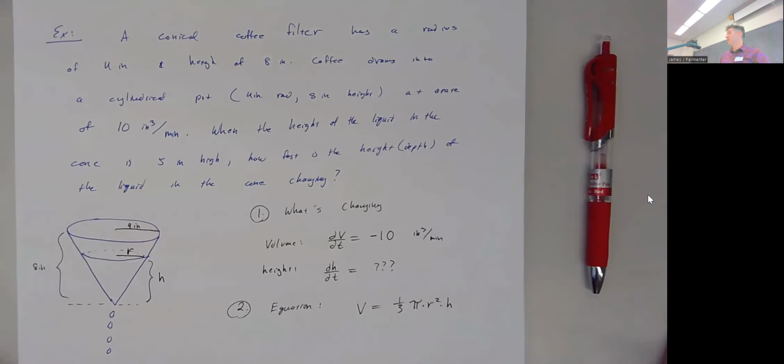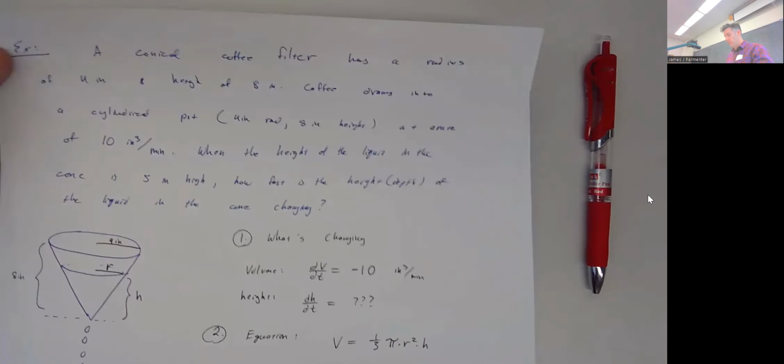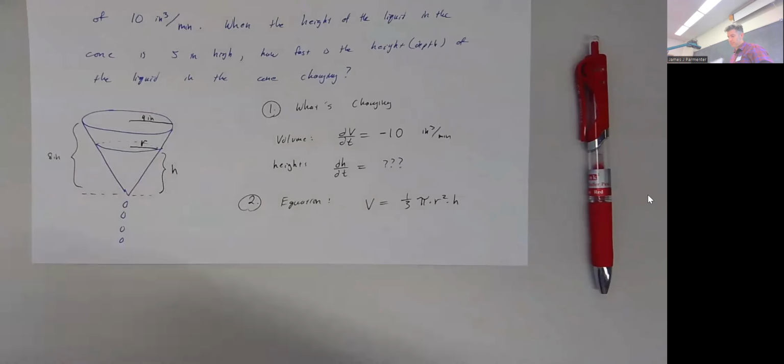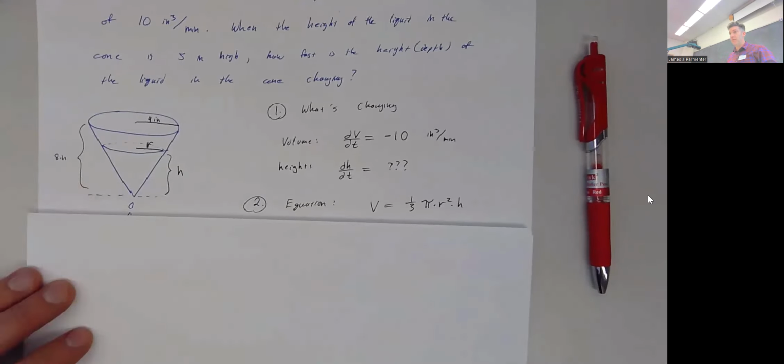And I really don't want to take the derivative of both sides yet because that radius in there is a problem. So here's what we do in these cone situations. This is where the similar triangles come into play.